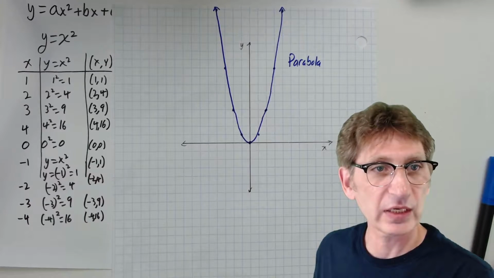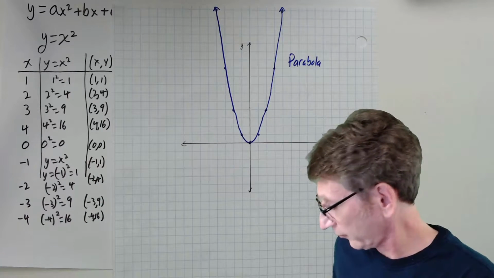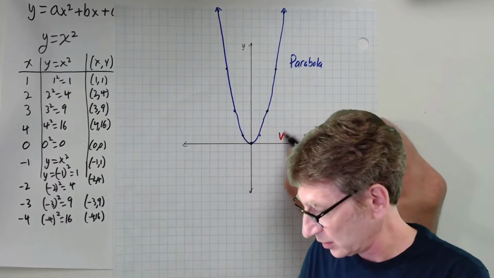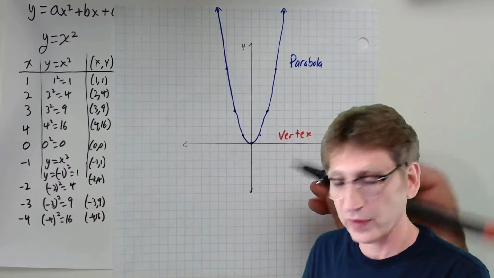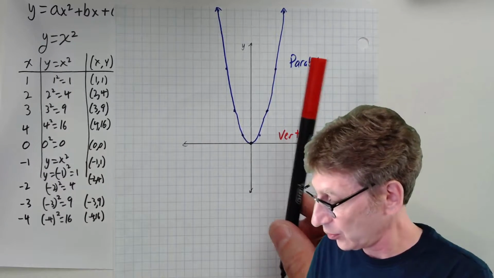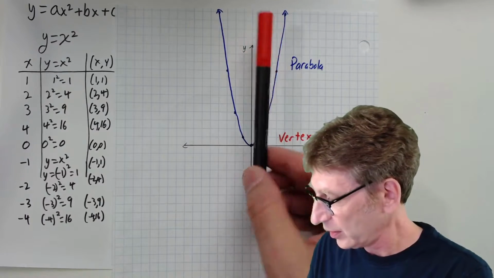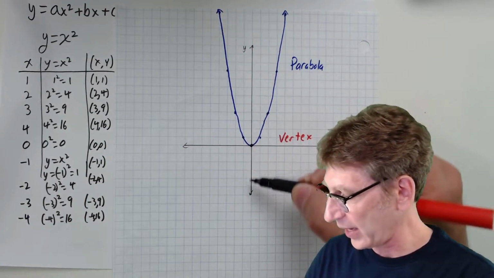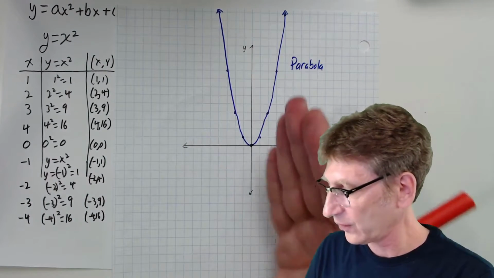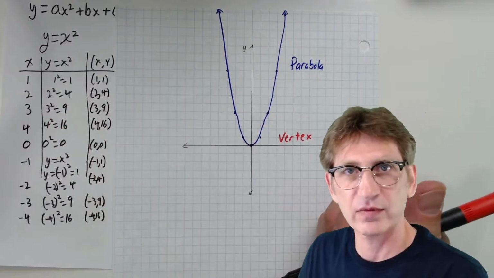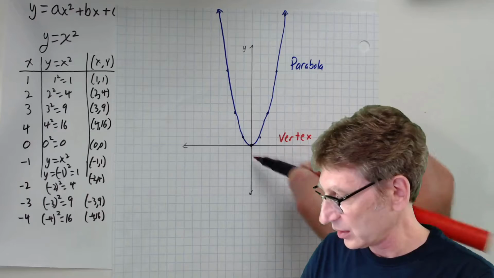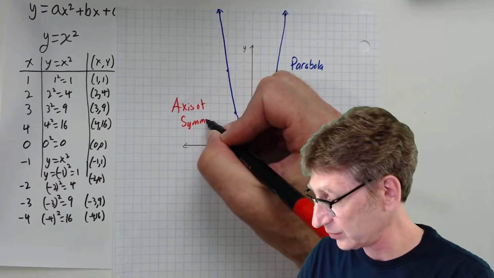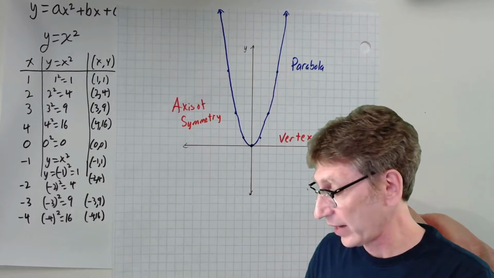There are a couple really important features of a parabola. One of them is this point where it changes direction. That point is called the vertex. You might also know that this parabola is symmetrical. The right half is exactly the same as the left half, and if you plopped a mirror down here on the y-axis, the reflection of one side is exactly the reflection of the other side. The y-axis is the axis of symmetry. So this is our parent graph.